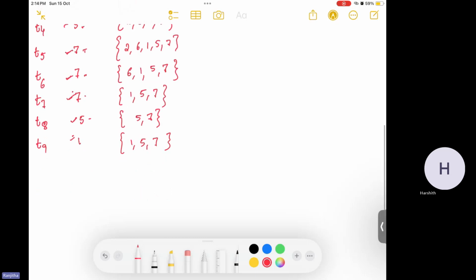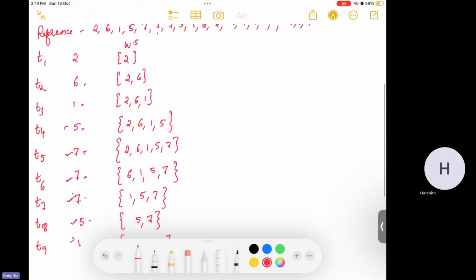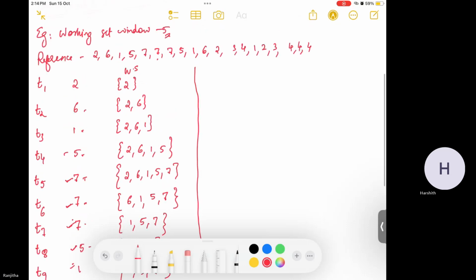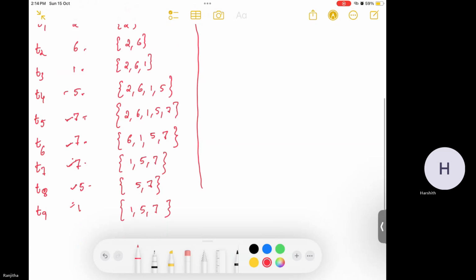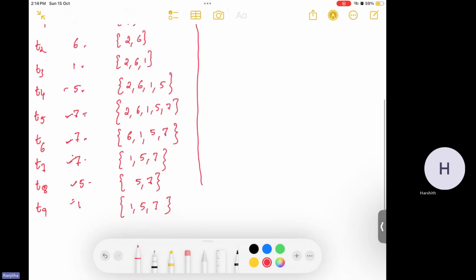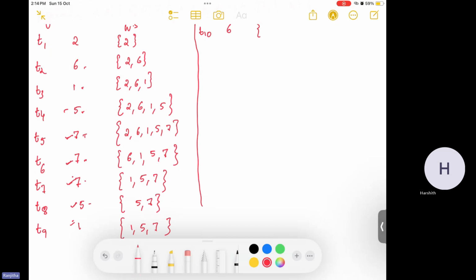Right. Now maybe we can come this side. At T10, after 1, the 6 is accessed. So when 6 is accessed, the working set grows again. It will be 6, 1, 5, 7, and 7.